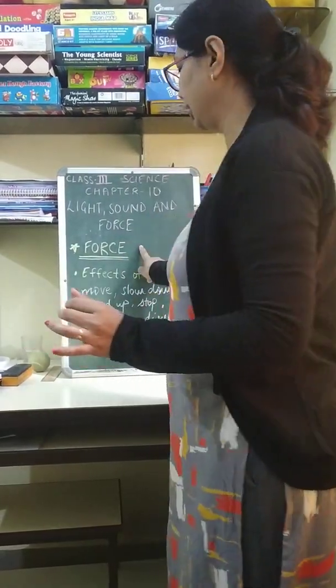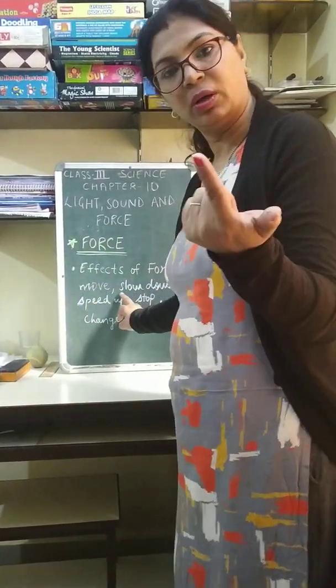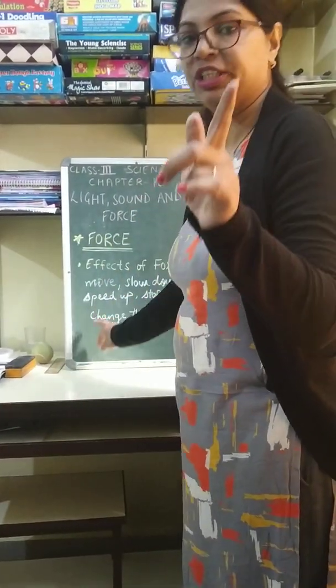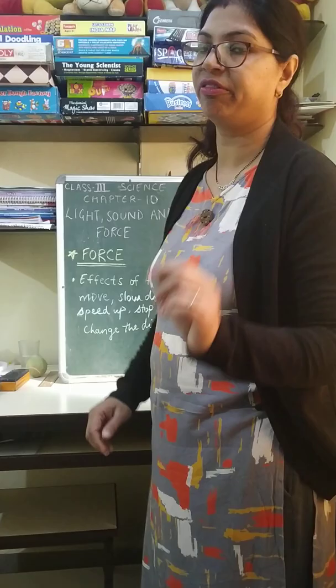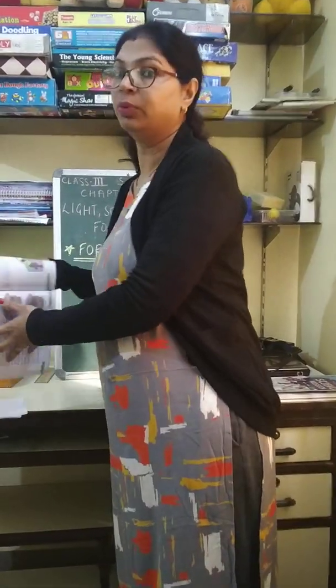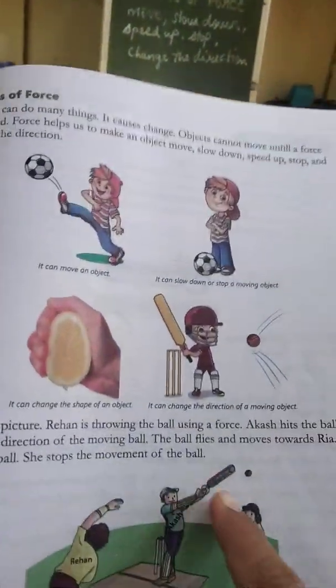So force can move an object, it can slow down an object, it can speed up an object, it can stop an object, it can change the direction as well as the shape of an object. So I hope this topic force is clear to you all. Now, at the same time a force can work with so many people and do so many different things.